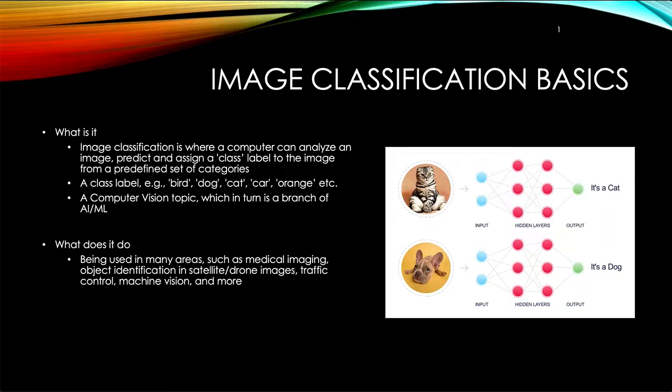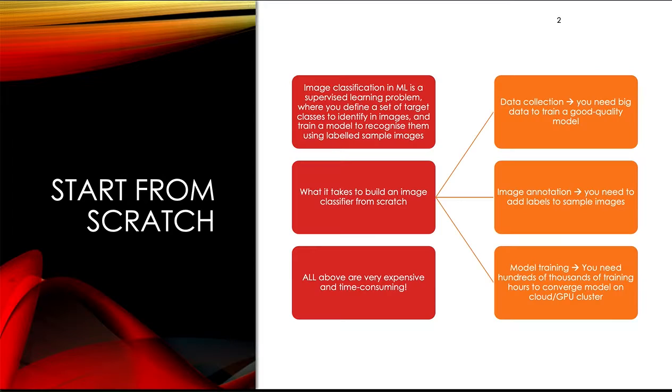So it is a computer vision topic, which in turn is a branch of artificial intelligence and machine learning. Actually, image classification has been widely used in many areas, such as medical imaging, object identification in satellite or drone images, traffic control, machine vision, and many more.